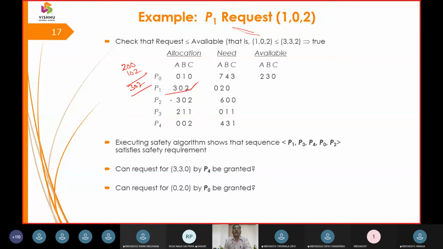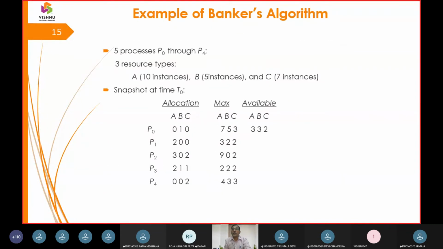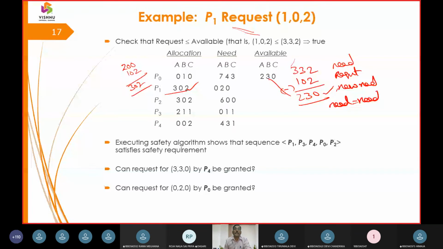So what are the three steps which are going to be navigated? The three steps are: need is equal to need minus request. So we have already iterated this new need. Then we have got this third step, 230. We have got this 230.